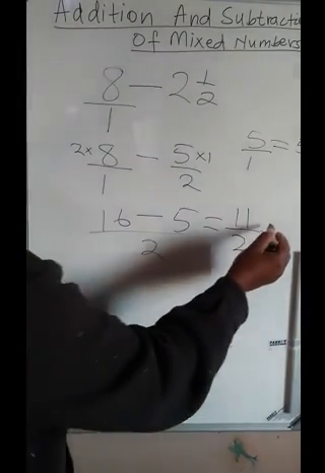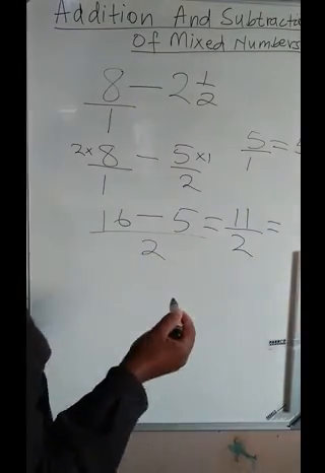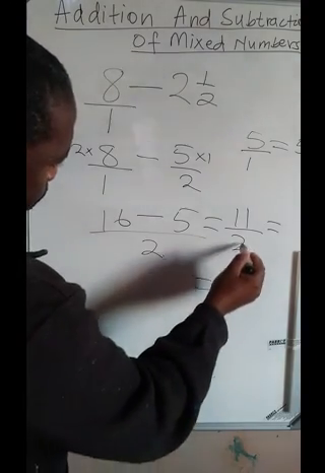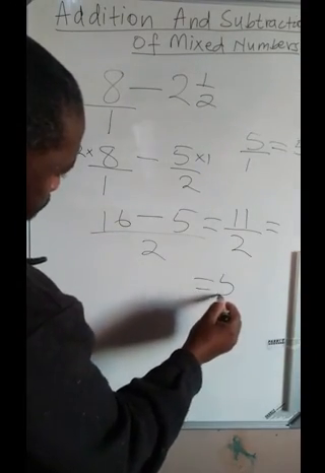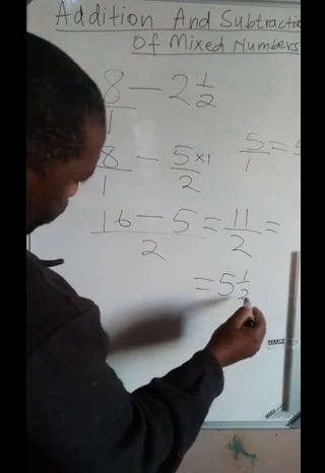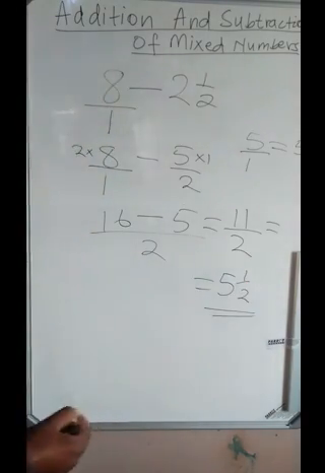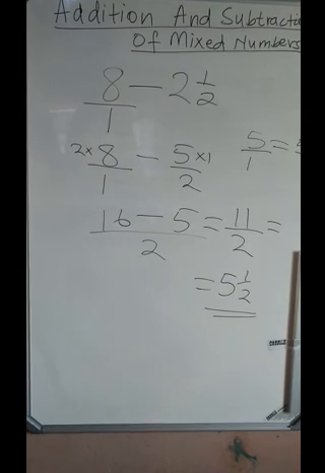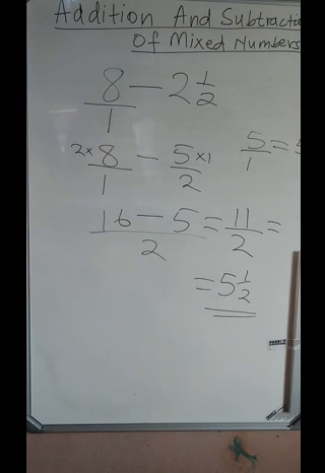How many times does 2 go into 11? 2 into 11 goes 5 times, and the remainder is 1 over 2. So that will be your answer, 5 1/2. So that is how you can subtract a mixed number from a whole number.